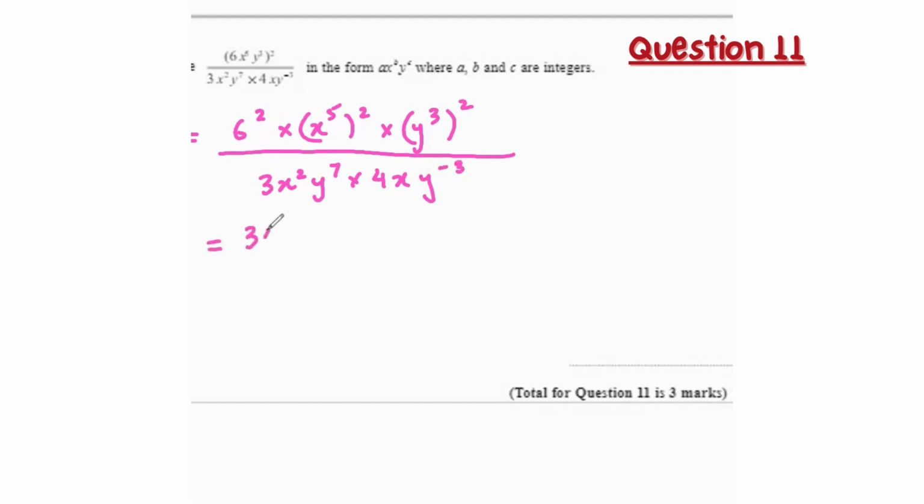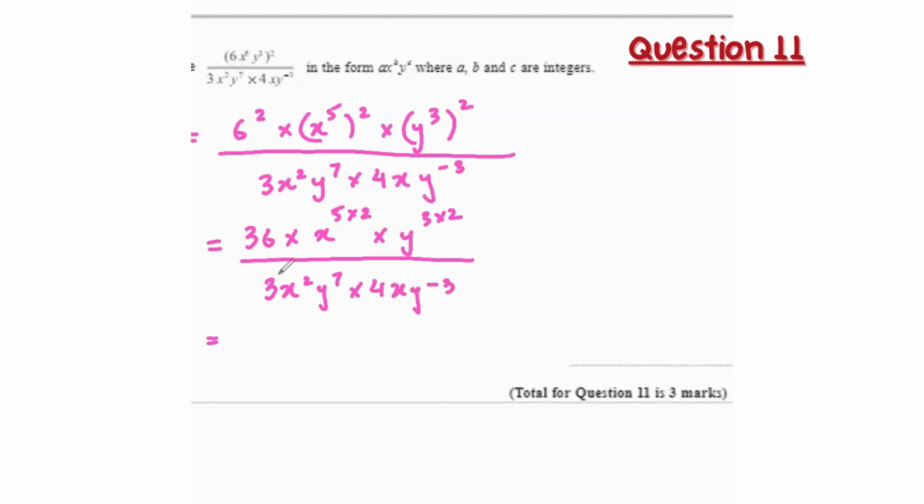6 squared is 36 times, now whenever we have power inside the bracket and outside the bracket, we multiply the two. So 5 times 2, and over here 3 times 2. So that's going to be 36 times x to the power of 10, y to the power of 6, over 3x squared y to the power of 7 times 4x y to the power of -3.